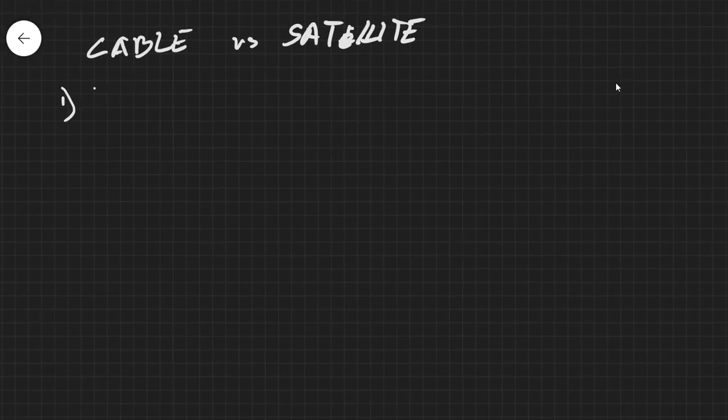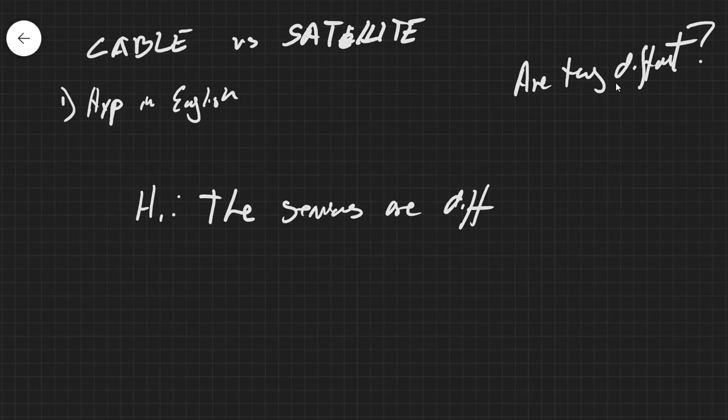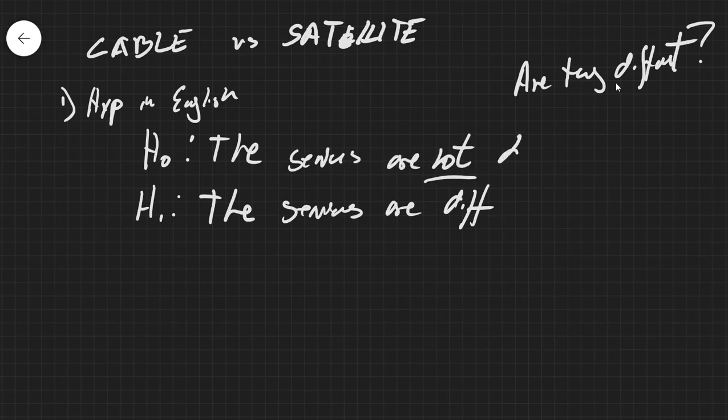Step number 1, we need to do the hypothesis in English. We always start off with our alternative hypothesis. So what is our hypothesis? We never write this as a question, but the question we're trying to ask is, are they different? But our hypothesis is never a question. Our hypothesis is the services are different. And the null hypothesis is the exact opposite. The two services are not different. Okay, that's good.